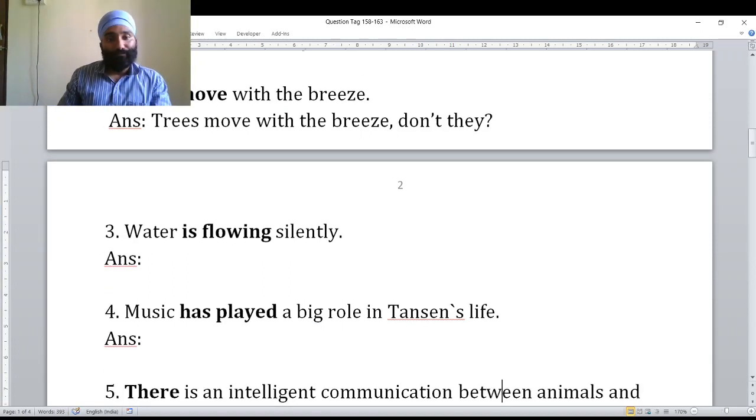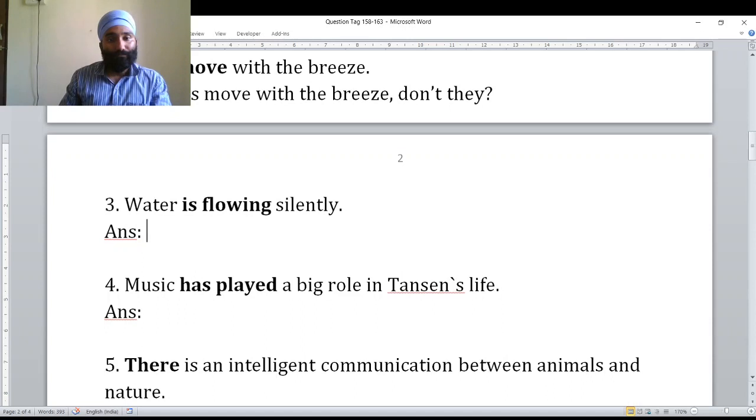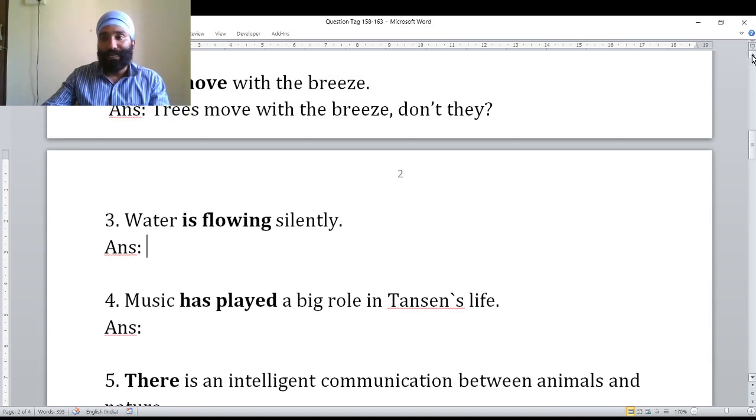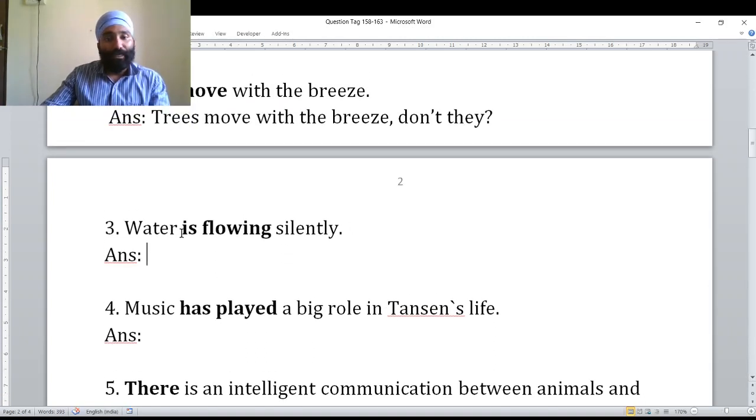Third example, water is flowing silently. Here, is and flowing are in bold because they are showing a different tense. In the given second sentence, the tense was simple present because move is the V1 form.